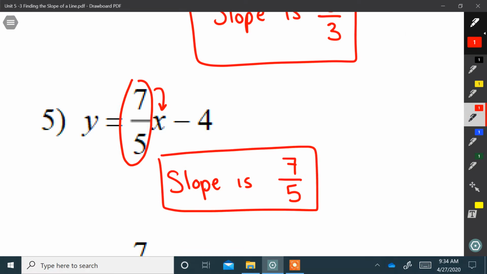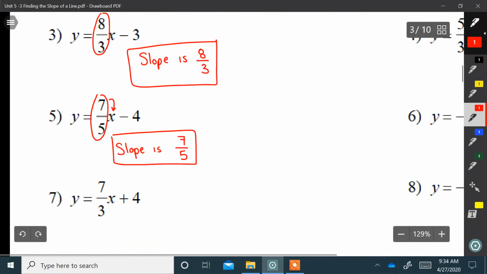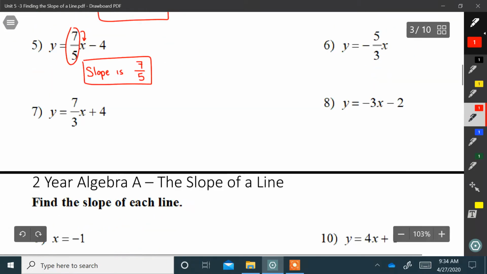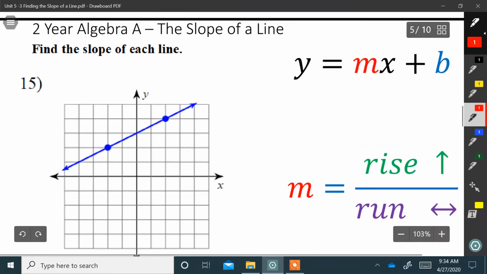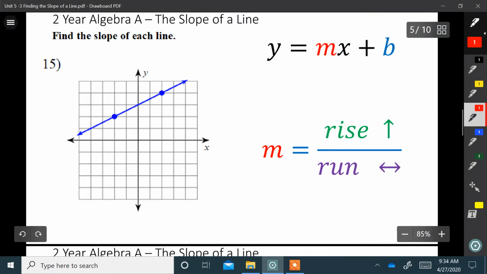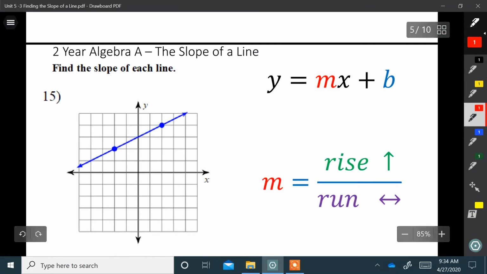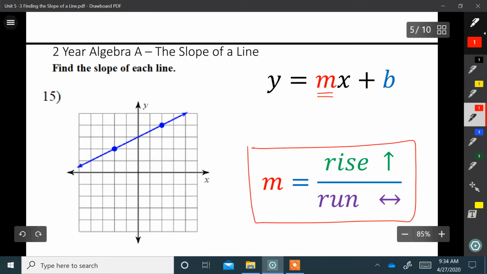Very simple. All right. We'll go to the assignment in a little bit. But now let's talk about this right here. Finding the slope of a line using the rise over the run. Okay, so this m right here, if we're given a graph, we can use this equation here called the rise over the run. Now, what does that mean?